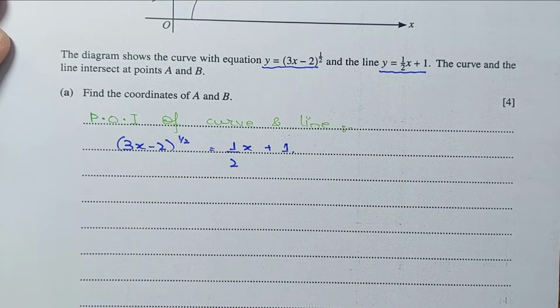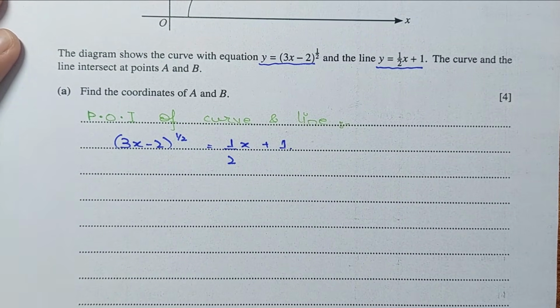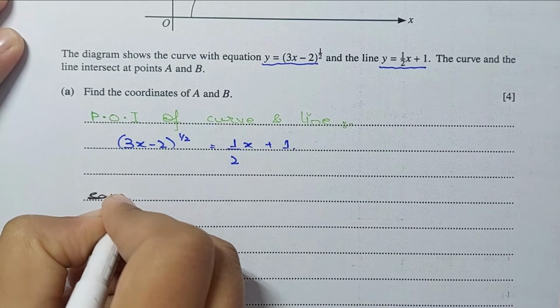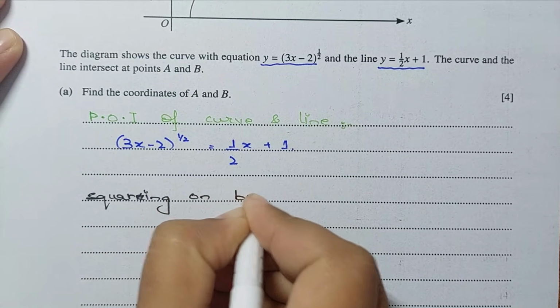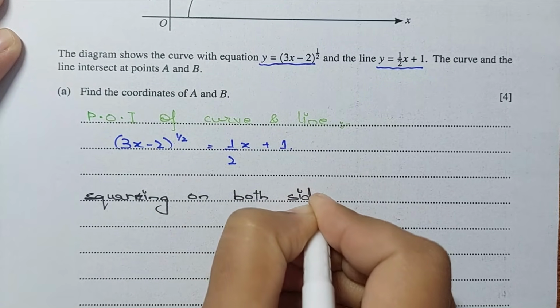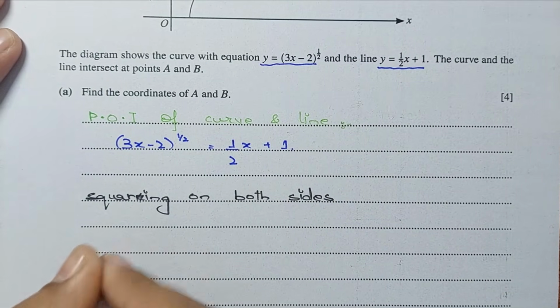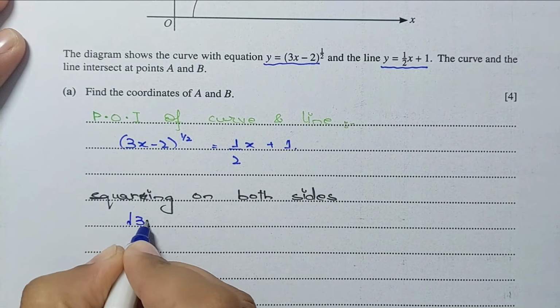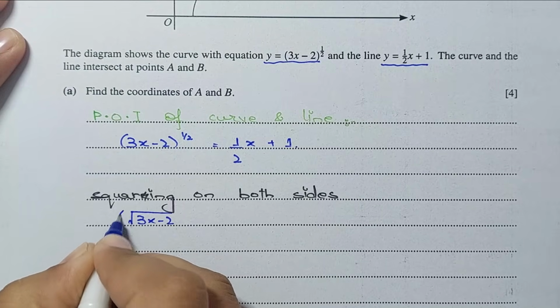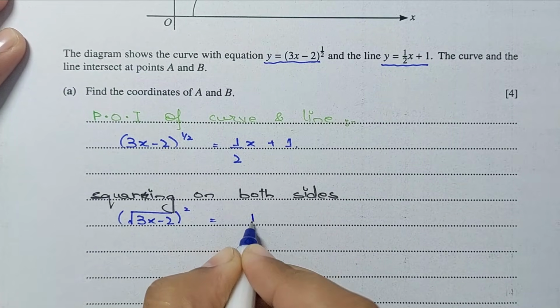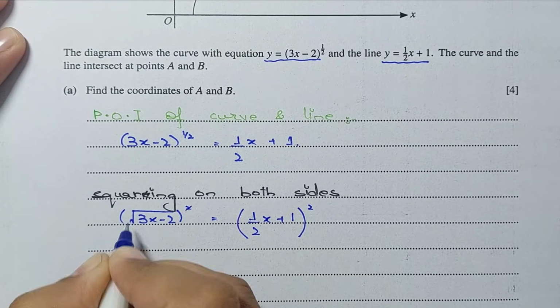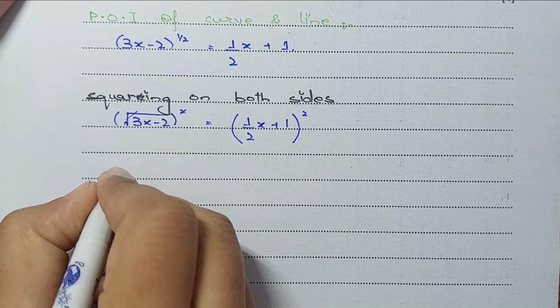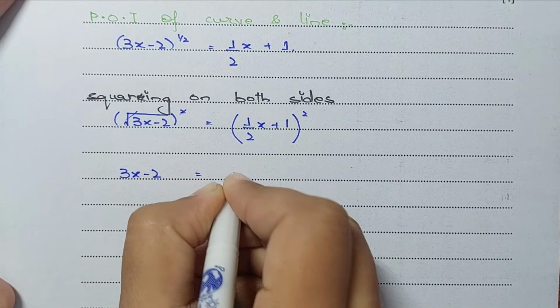Okay, now in order to get the value for x, let me take a squaring on both sides. So when you do the squaring on both sides, we have the square root of 3x minus 2, take its square, and here 1 over 2 x plus 1, take its square. So the square and the square root cancel out. Here we are left with 3x minus 2, and we open the square.